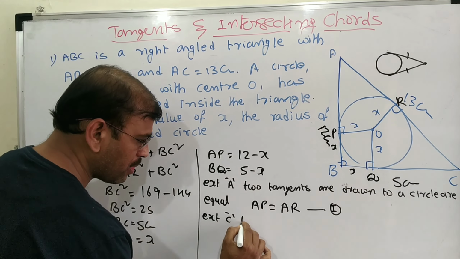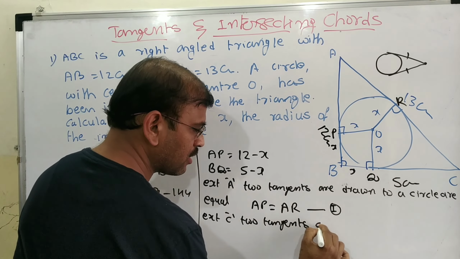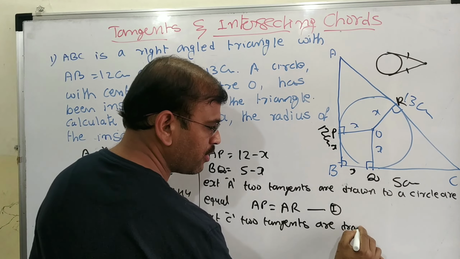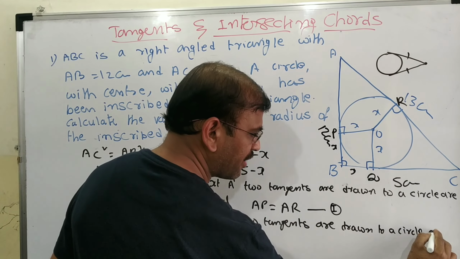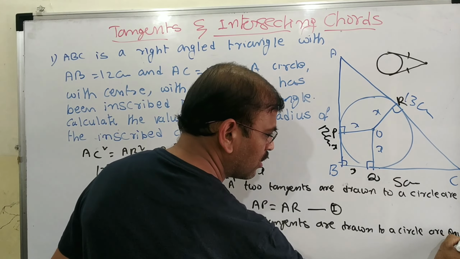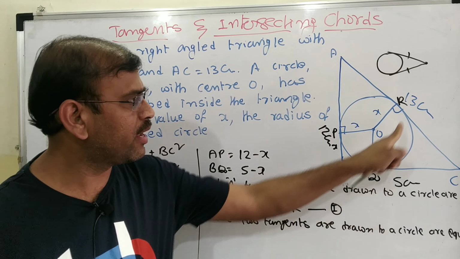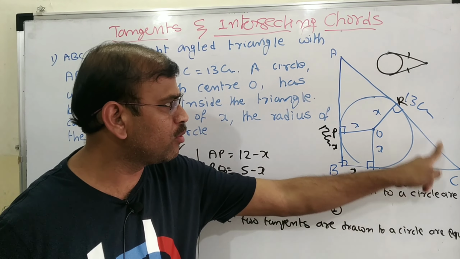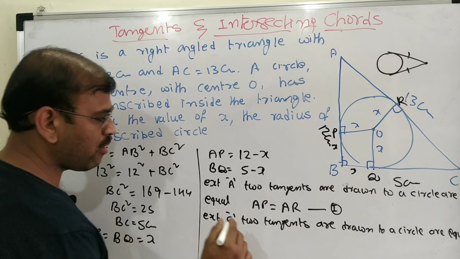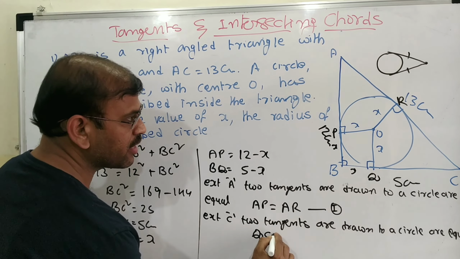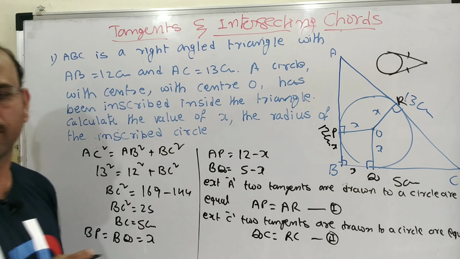From exterior point C, two tangents are drawn to a circle, and they are equal. What are the two tangents? QC and RC. These lengths are equal. So I will write QC equal to RC. This I will consider as 2.